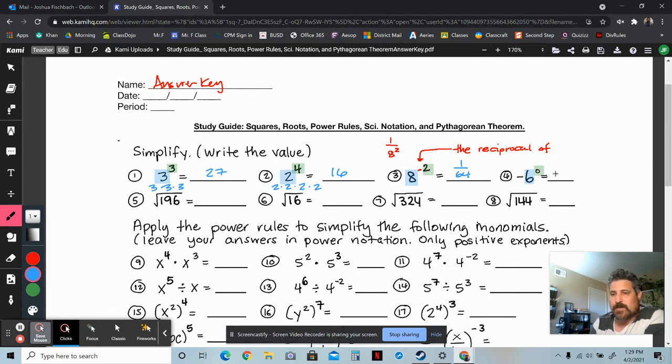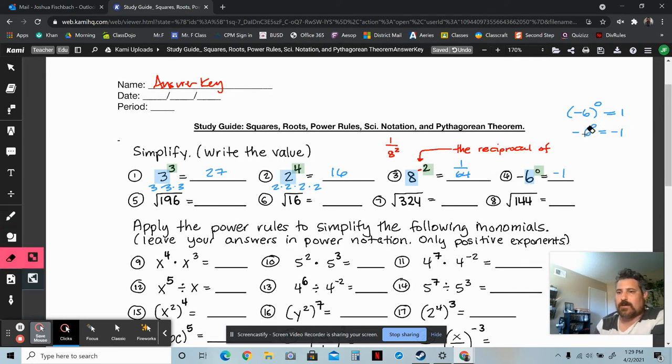So this is the same as actually negative 1. That negative just stays out in front. It's not part of what's being raised to the 0 power. If you had something like negative 6 in parentheses to the 0 power, that would be 1. But negative 6 to the 0 power is just negative 1, because remember, the exponent only applies directly to what it's touching. Okay.